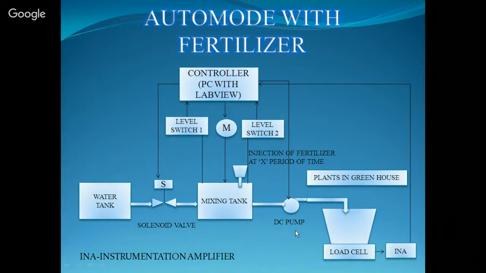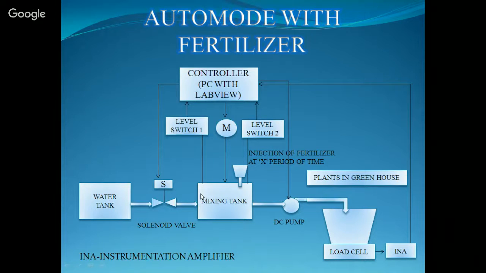When the percentage of moisture is less than 30%, the solenoid valve is made to turn on by giving a digital input through myRIO. Water from the water tank flows to the mixing tank when the solenoid valve is turned on. The mixing tank is provided with 2 level switches, upper level switch and lower level switch, to detect the level of liquid in the tank. The solenoid valve is kept on till the water in the mixing tank reaches the upper level.